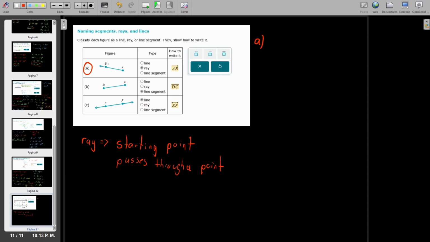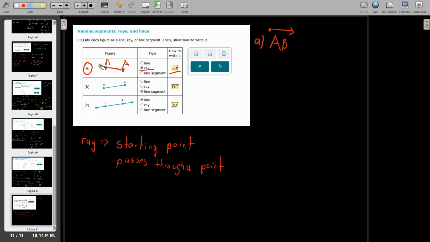This one, letter A, is going to be starting from point A. It is going to go through point B, and it continues. That's how we identify that it is a ray. How do we write that? It is a line that begins in A. Even though it is to the right, it starts on A, it goes through B, and we can represent it with this one. It starts in A and goes and goes and goes and passes through B. That's how we write it.